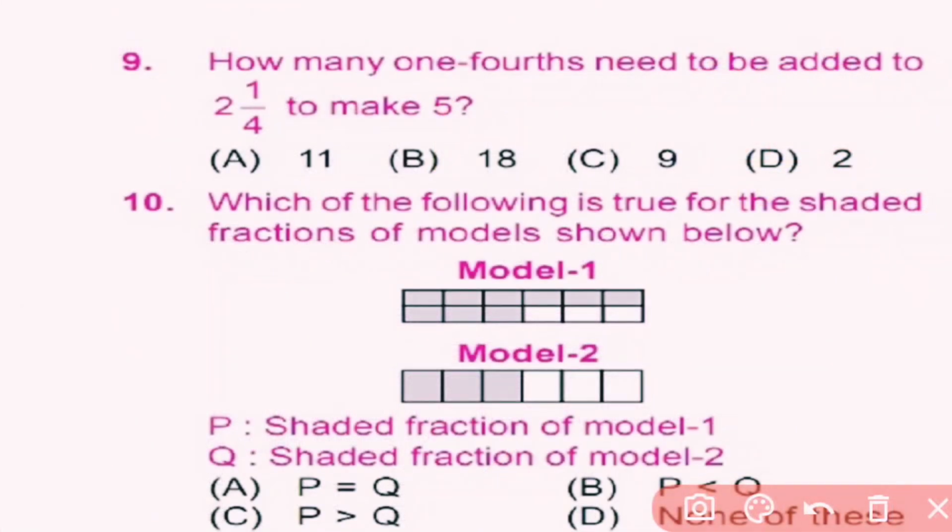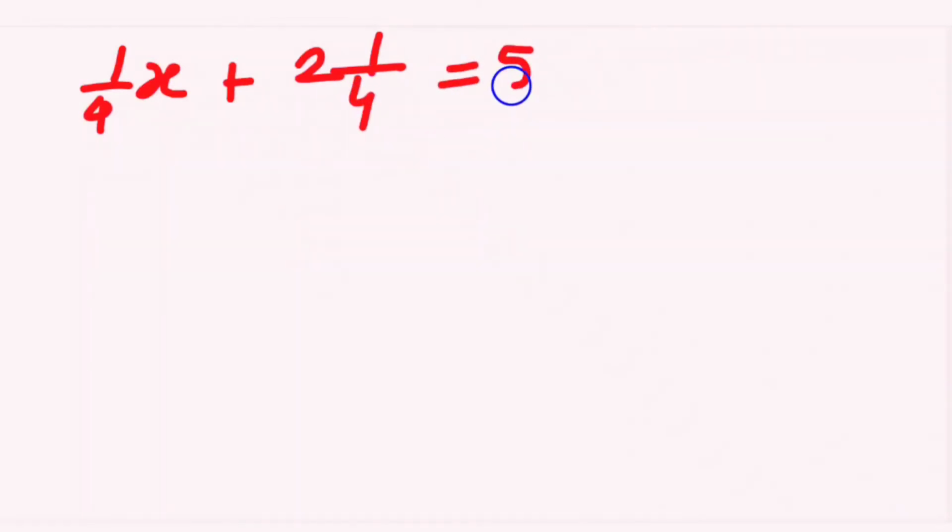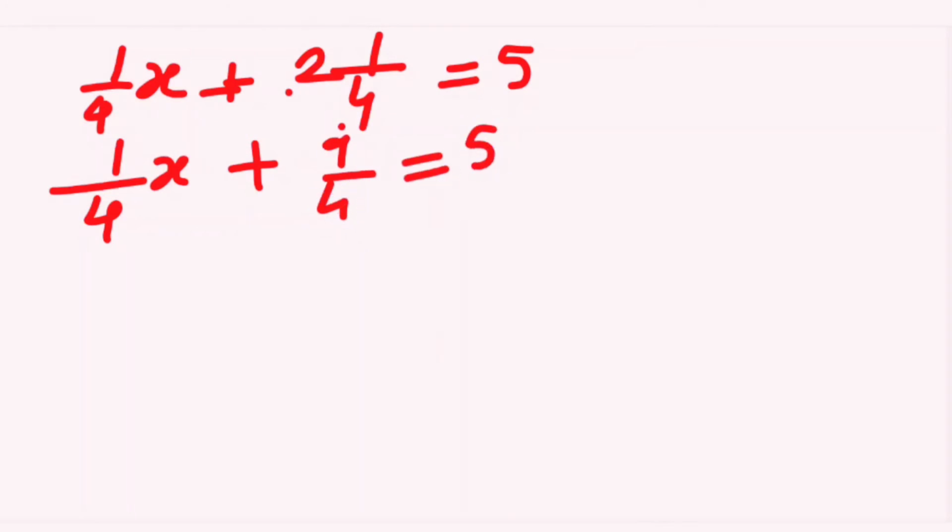Question number 9. How many 1/4 need to be added to this to make 5? The question is how many 1/4 need to be added. So we take it as x 1/4 need to be added to this to make it 5. So here 1 by 4 x plus here 2 into 4 is 8 plus 1, 9 by 4 is equal to 5.